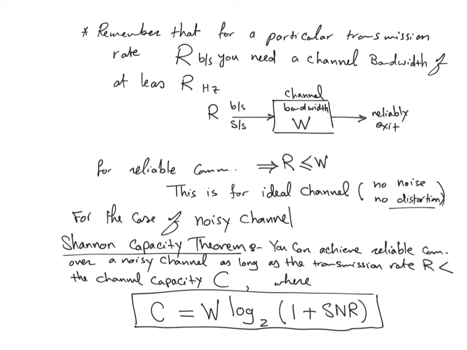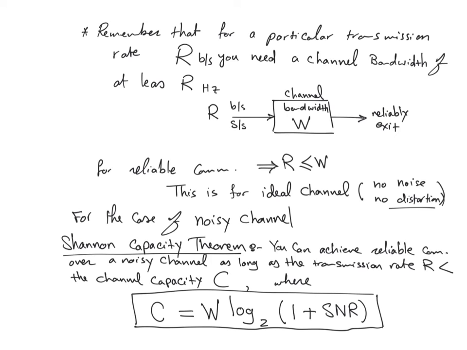Think of the opposite. If you try to transmit with a rate R greater than the capacity of the channel, forget it. No matter what you do, your communication is not going to be reliable, which means that your probability of error is going to grow and is going to become totally unreliable communication.